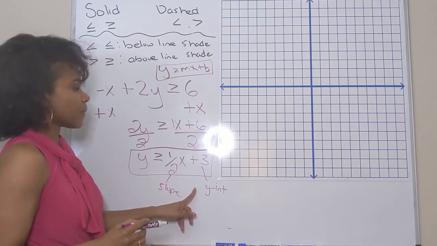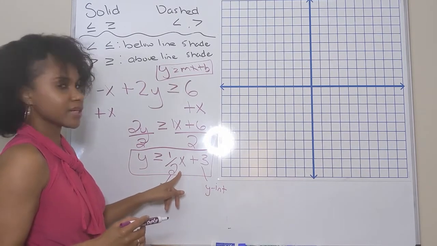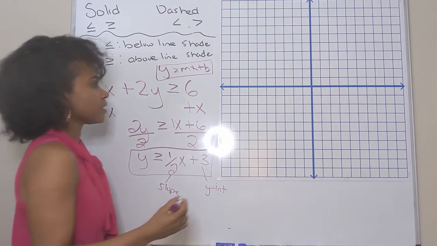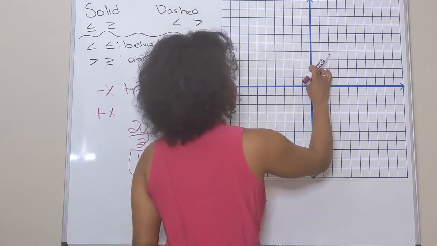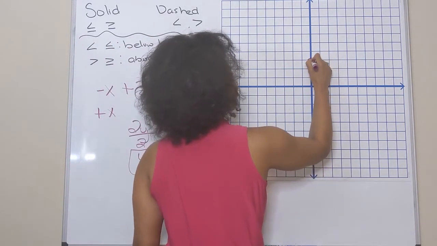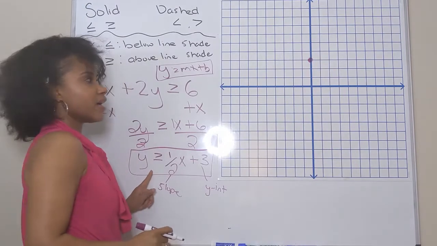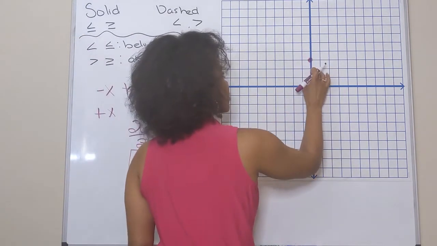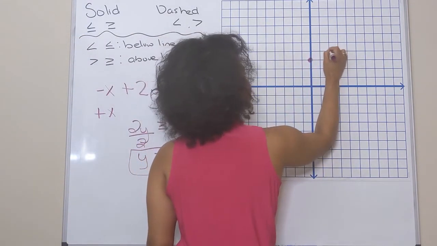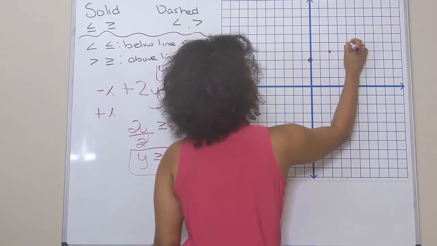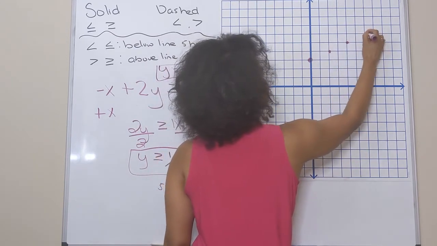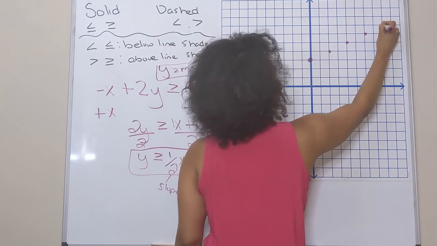All right, so I'm going to plot 3 and use my slope to get other points on my line. So 1, 2, 3. My slope is 1/2. Rise over run, so up 1 over 2, up 1 over 2, up 1 over 2. And I'm going to just keep going.